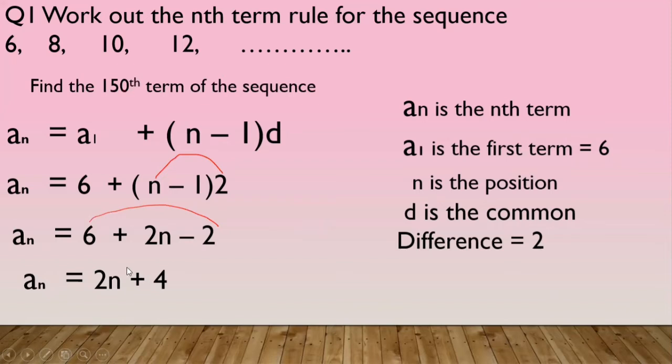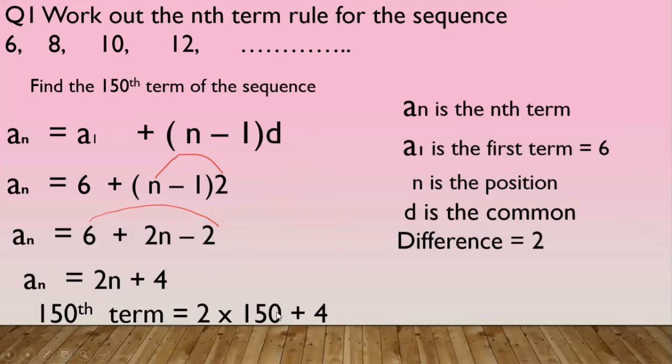Or if you are only asked to find the 150th term, simply put 150 in this formula, put a1, the first term, and the common difference, and then also you will get it. Here, because you were asked to derive the nth term, we went this way. Okay, now finding the 150th term, we put 150 in place of n.